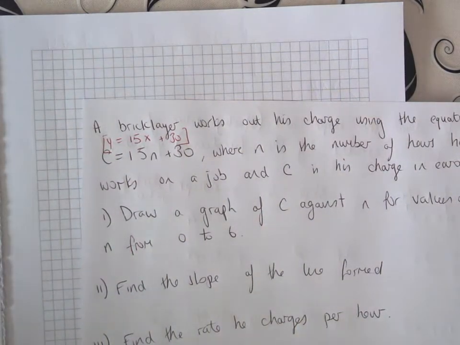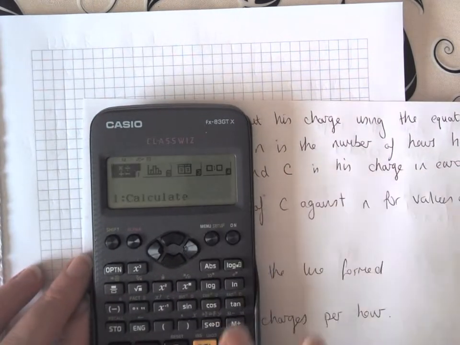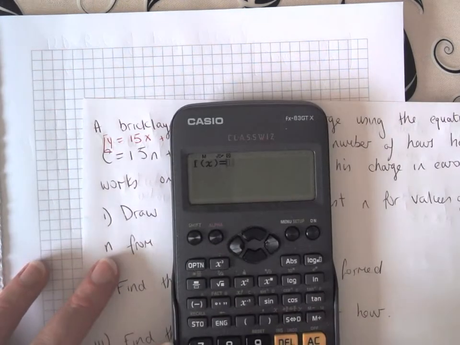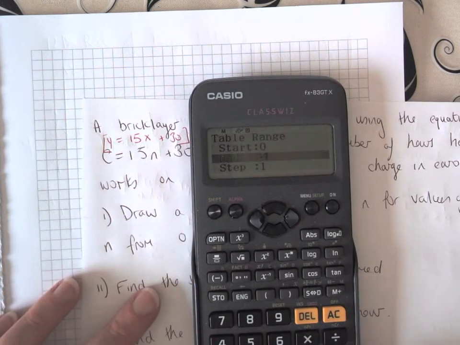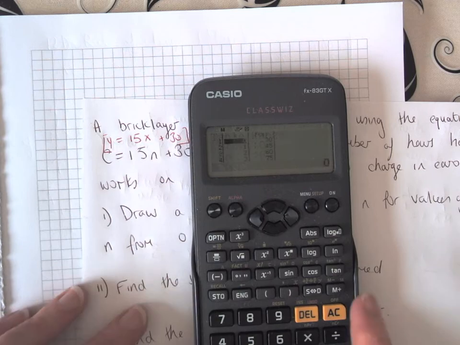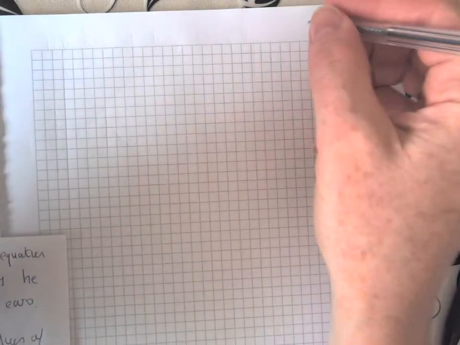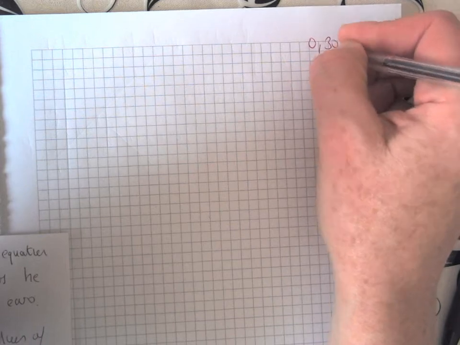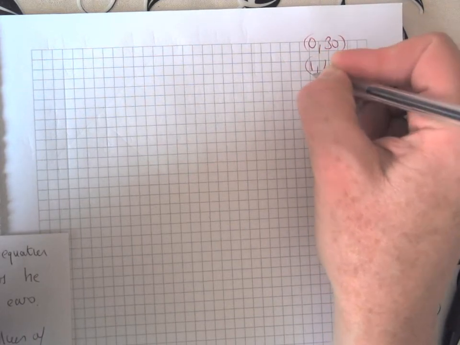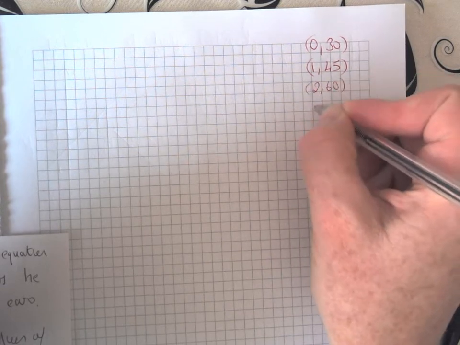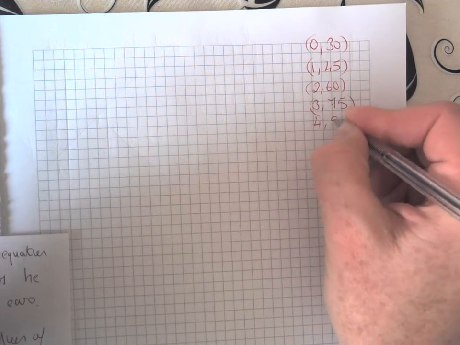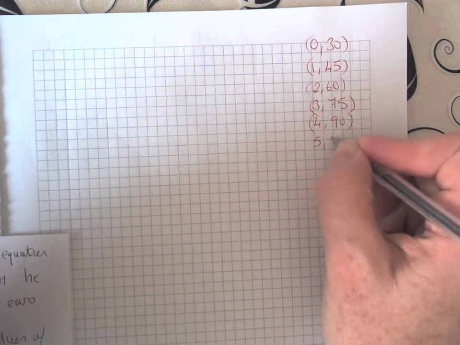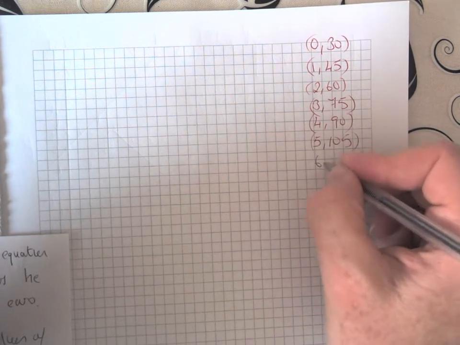If I can find my calculator. Okay, so we're going to go into table. We're going to say 15x plus 30. We're going to start at 0. We're going to end at 6 and we're going to go up in steps of 1. Okay, so we get our points. So I'm just going to write them down. 0, 30, 1, 45, 2, 60, 3, 75, 4, 90, 5, 105, and 6, 120.